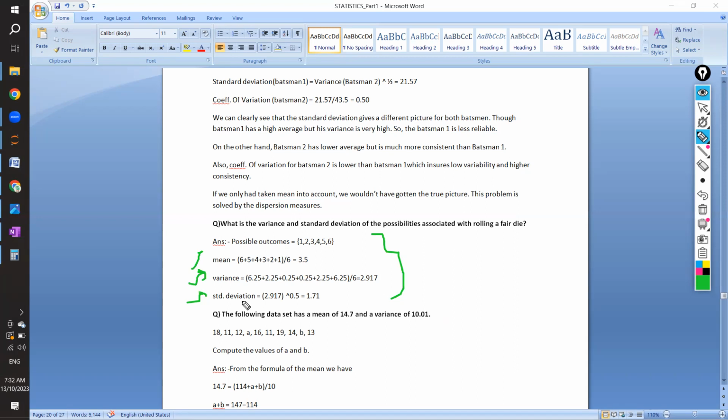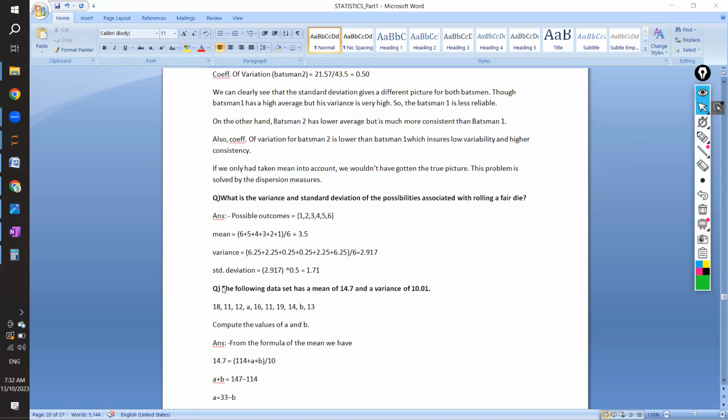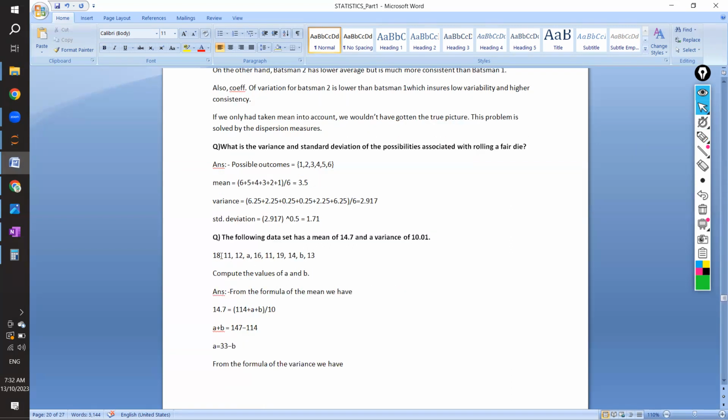There we'll actually understand what a standard deviation means. I think now we have a better picture of what a standard deviation is trying to tell us. But in actual distributions, when we have some distributions, let's say a symmetric or normal distribution, we'll also see what a standard deviation will tell us. And the next one: the following data set has a mean of 14.7 and a variance of 10.02. Okay, so see, there are two values skipping.